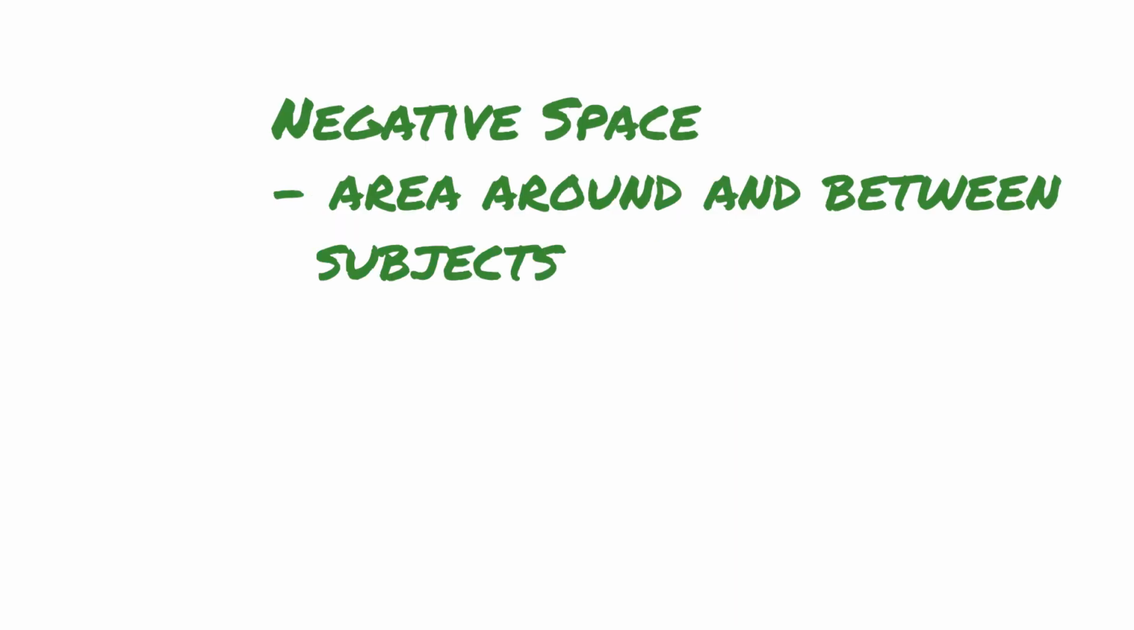And then seventh, we have negative space. And this means the area around and between the subjects of your drawing. And if we use this effectively, we create or enhance clarity and balance between objects in the composition.